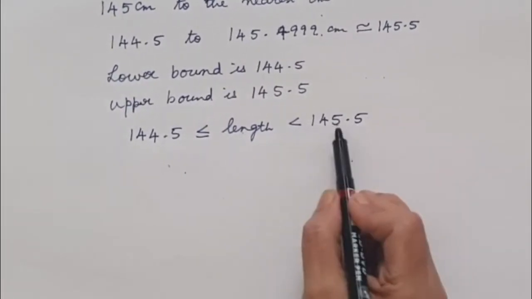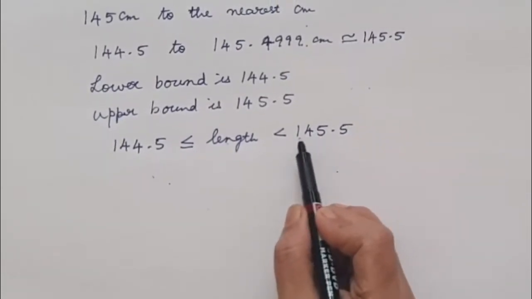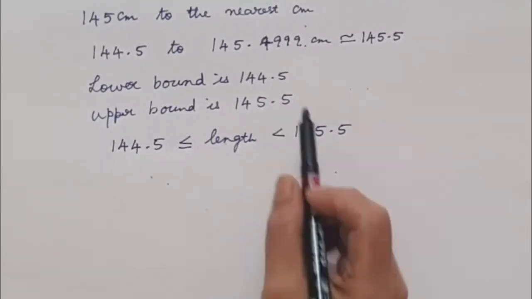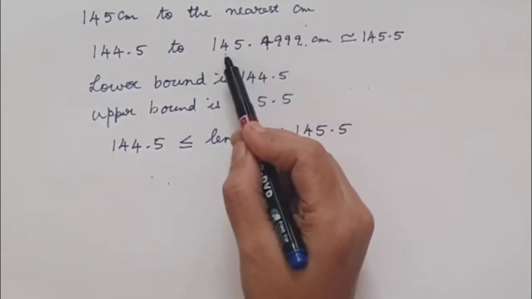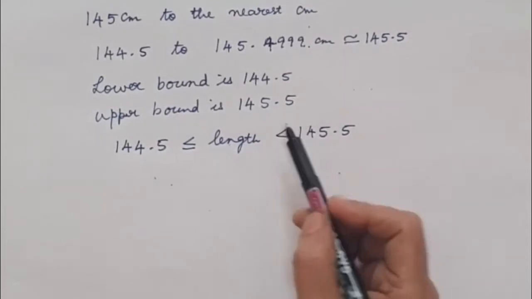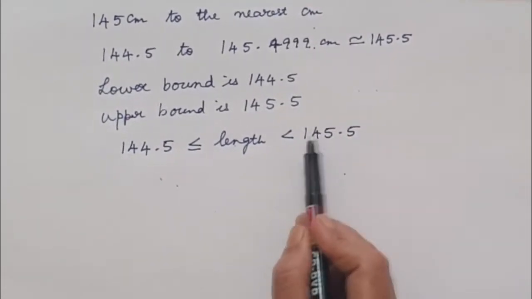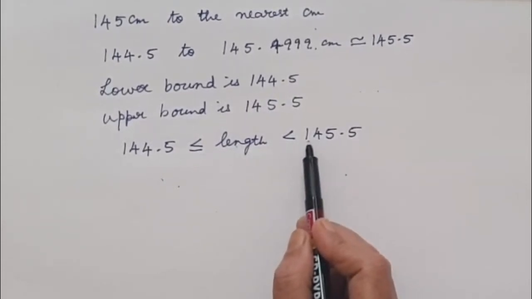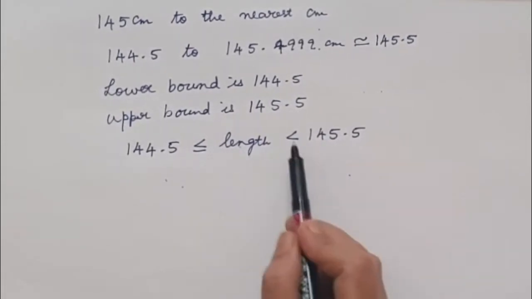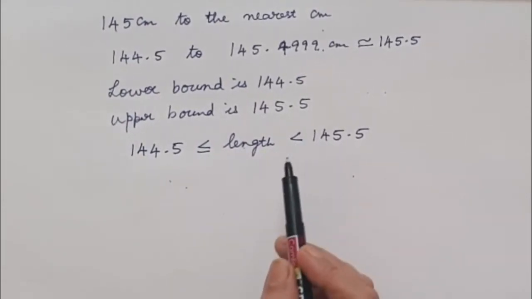less than, because this value 145.5, when we round up, it comes to 146. But these values, that is 145.499, will come only to 145. The previous value is this one. That is why we are not including this value. All the values which are lesser than this, we are including in this range. That is why this side it is less than or equal to, and this side is only less than.